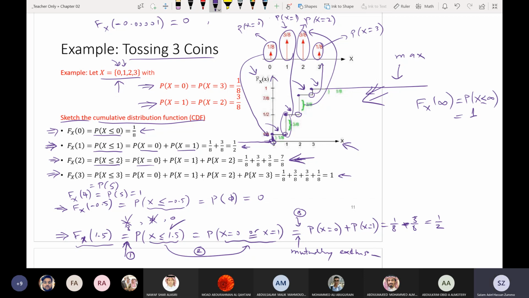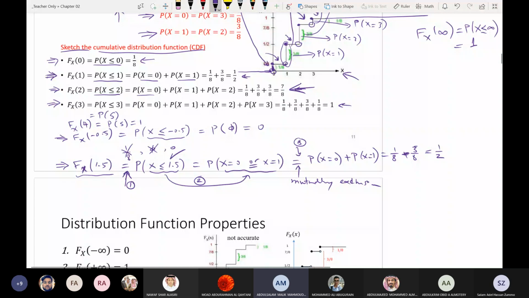The step at 0, its height equals the probability of x equals 0. The height of this step equals the probability of x equals 1. The height of the third step equals the probability x equals 2. The height of the last step equals the probability x equals 3. Is that clear, guys? Yes, clear. Okay. Clear.